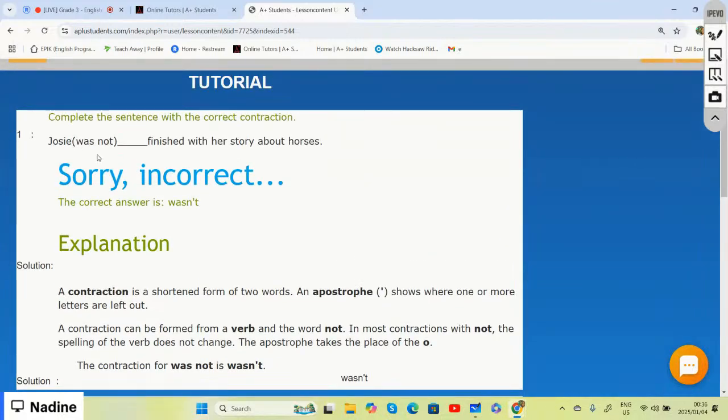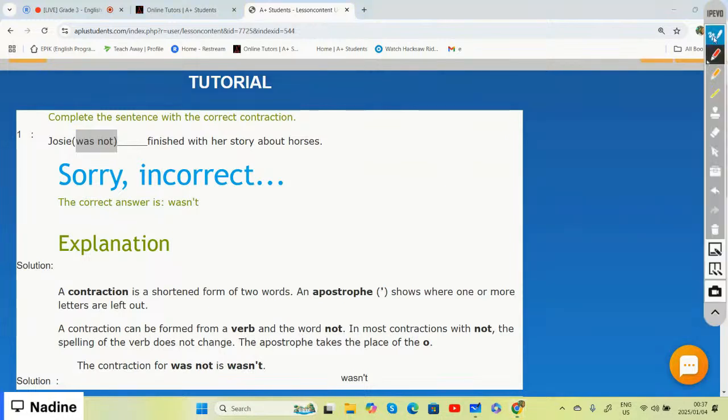All right. So here it says Josie was not finished with a story about horses. If we look at the words was not, the verb stays the same, which is was, and then the word not is going to change because we're going to leave the N in for not. We remove the O, we put an apostrophe in its place, and we bring down the T. So wasn't. So Josie was not finished with a story about horses, or we can say Josie wasn't finished with a story about horses.